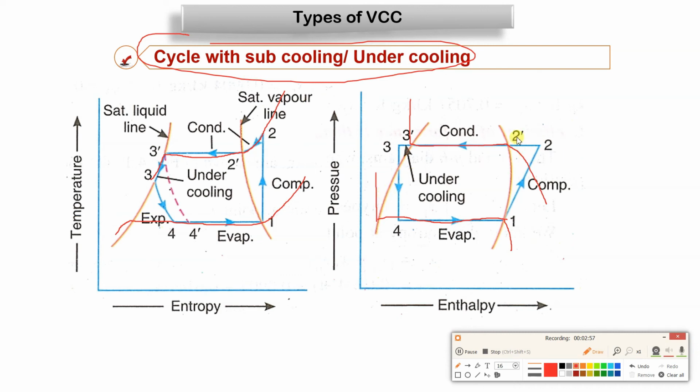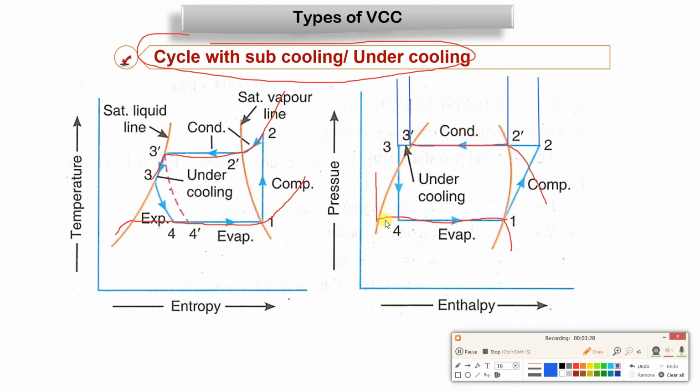Next, in this condenser part, you can see it is divided into 3 stages. From 2 to 2 dash, this part is de-superheating. Then 2 dash to 3 dash, this part is the actual condensation, where there will be latent heat exchange, and saturated vapor will get converted into saturated liquid at point 3 dash. And then 3 dash to 3, this will be subcooling.